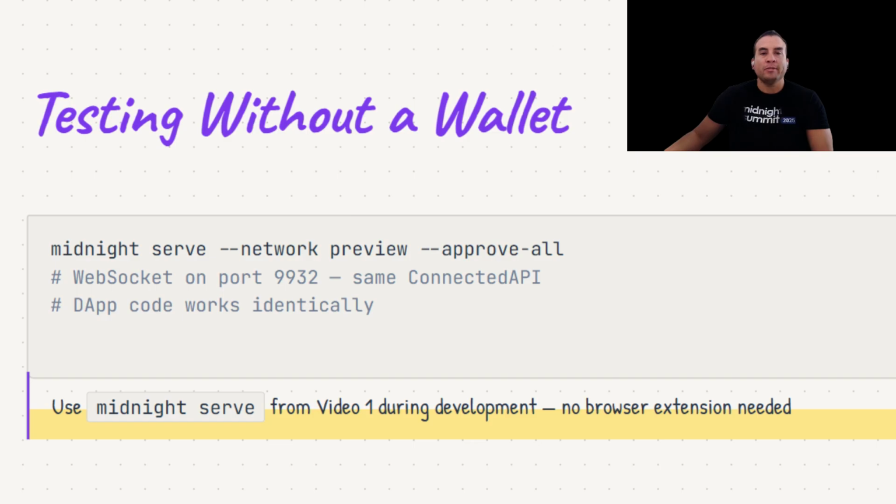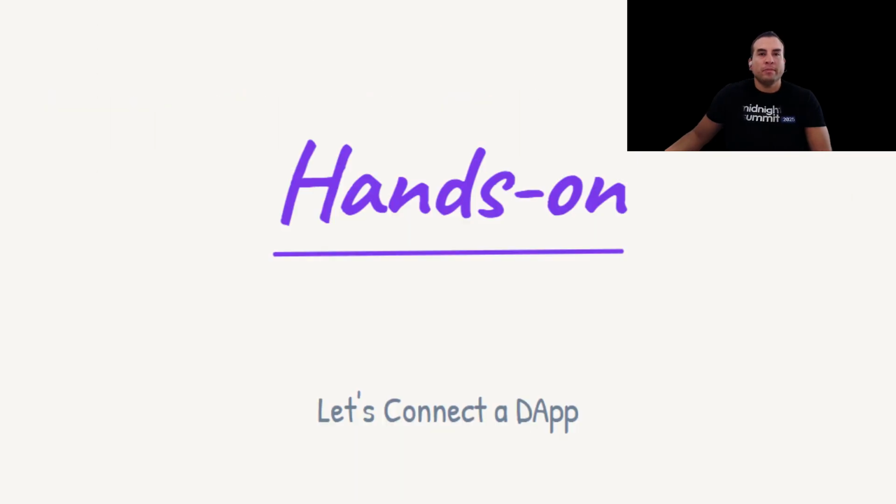All right, enough theory. Let's build something. Time to build. We're going to install wallets, write connector code, build a mini DApp, and test the full pipeline. If you are following along, open Chrome and your code editor.